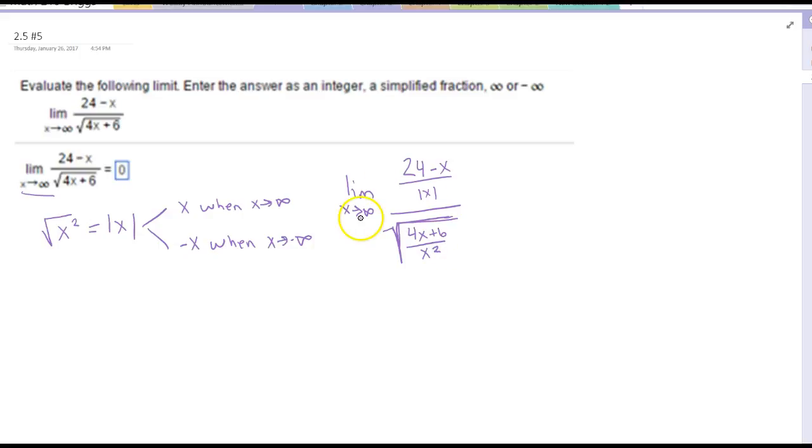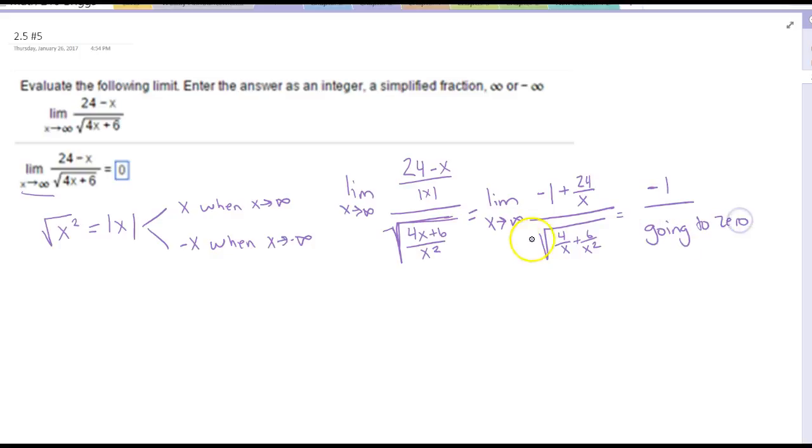The key at this step is when x is going to infinity, I can drop the absolute value of x. So the limit as x goes to infinity of, I'm going to rewrite this a little bit, minus 1 plus 24 over x. And in the denominator, I have the square root of 4 over x plus 6 over x squared. So the numerator is going to minus 1 and the denominator is going to 0, and it's going to 0 positive. It's always positive.